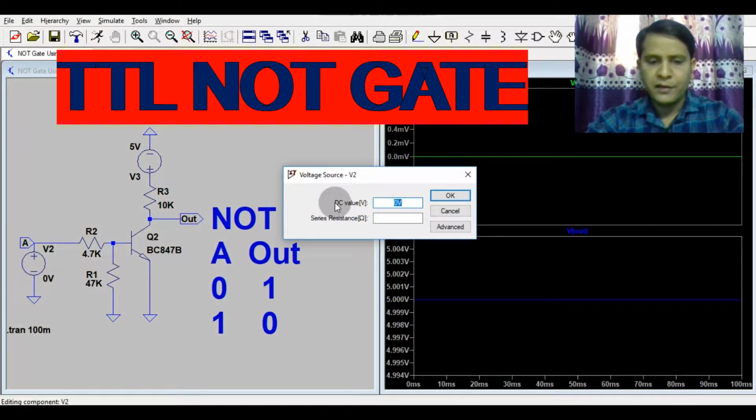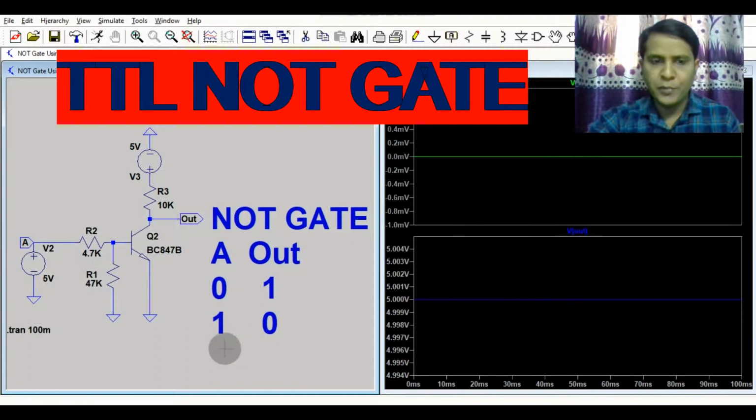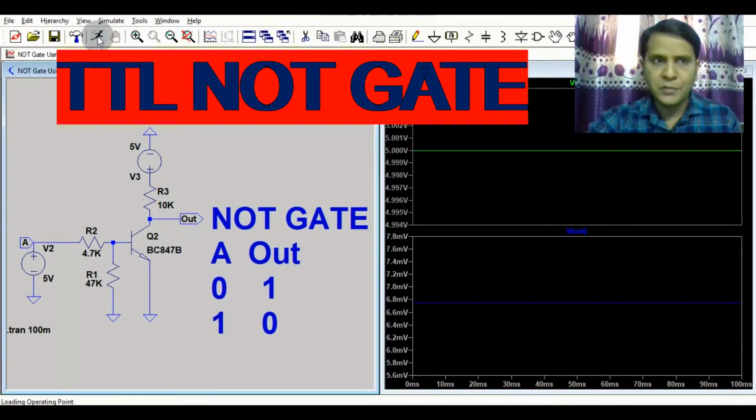Now let me change it. Your input is 1, that means your input is 5 volt, so your output should be 0. Here you can see your input is 5 volt and your output is 0.